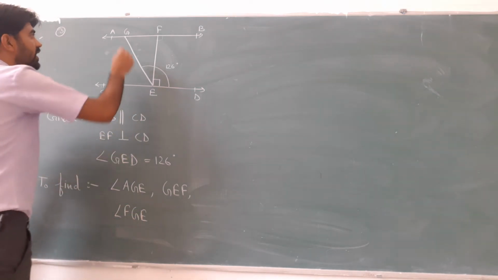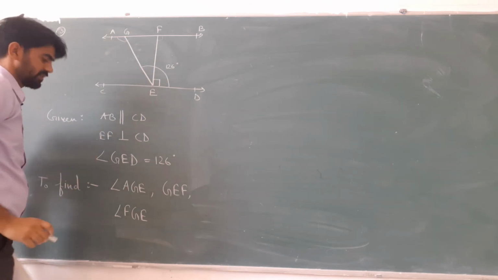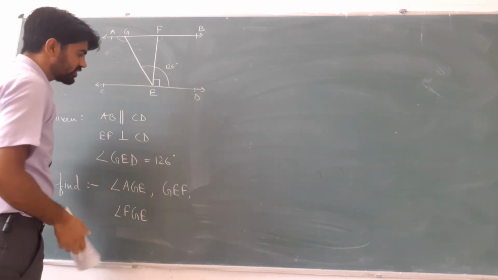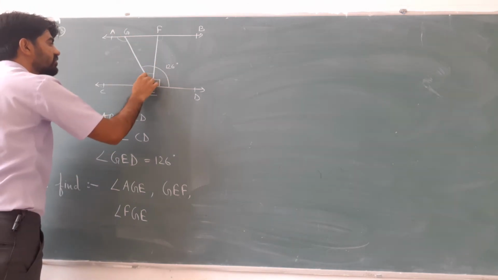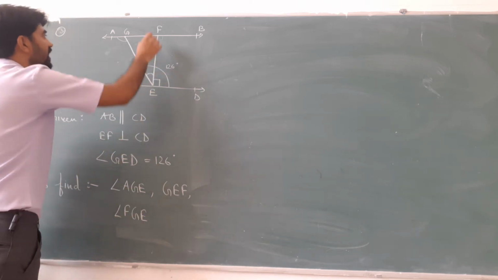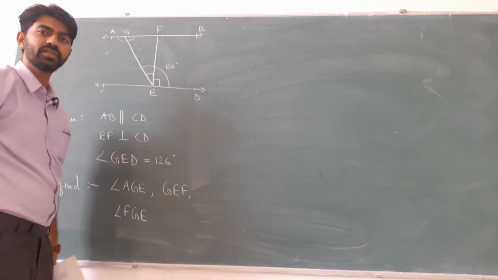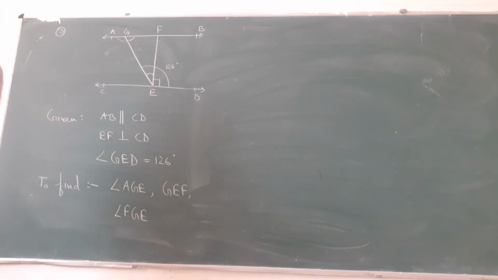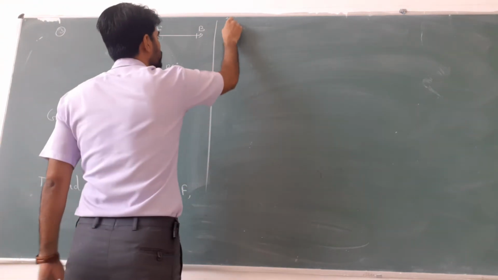Now look, AGE, this angle we have to find. Then GEF, this much we have to find. And FGE, this angle we have to find. Okay, now look at the solution for this.